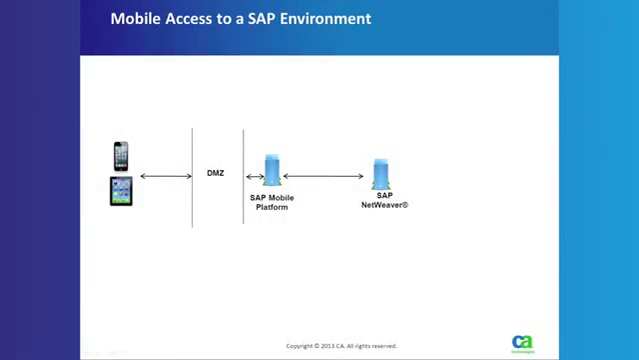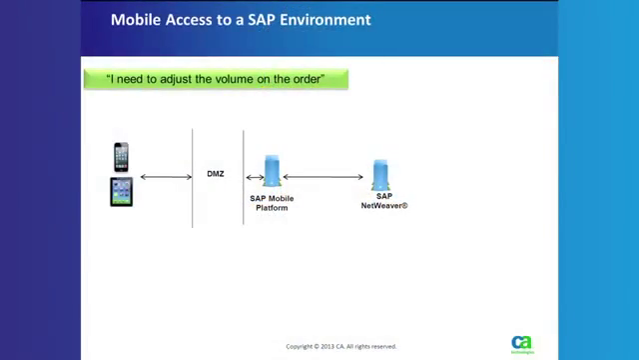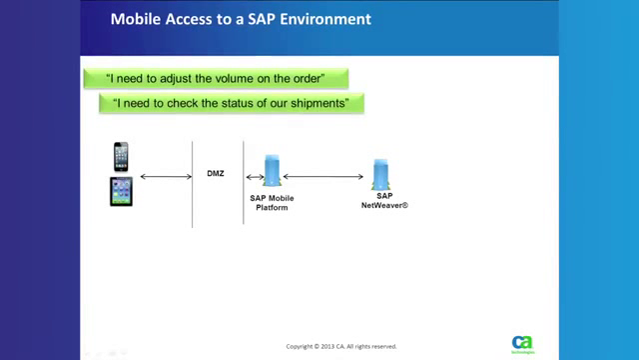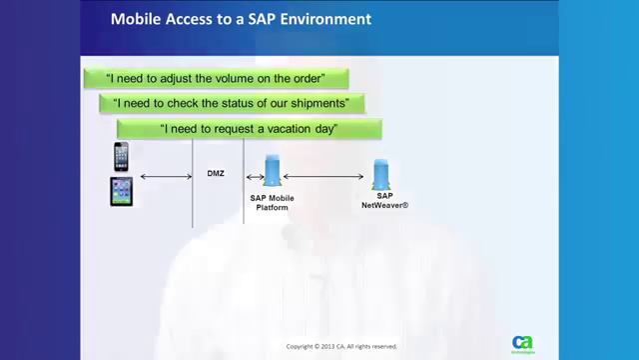SAP has developed support for mobile devices to access key information by enabling connectivity between the mobile device and an SAP environment via the SAP mobile platform. Customers of SAP want to do things like modify product order volumes, check the status of shipments, and of course, most importantly, request a vacation day in the Human Resources module.